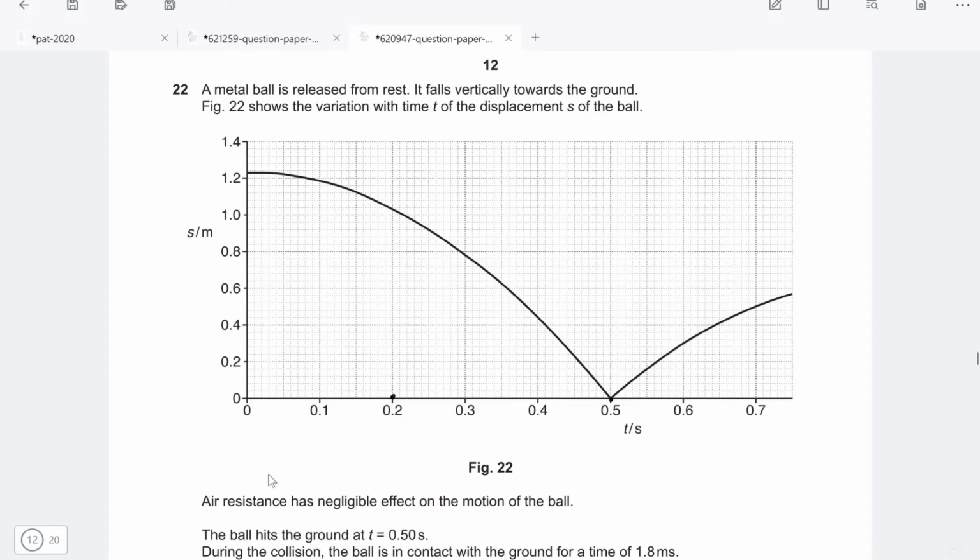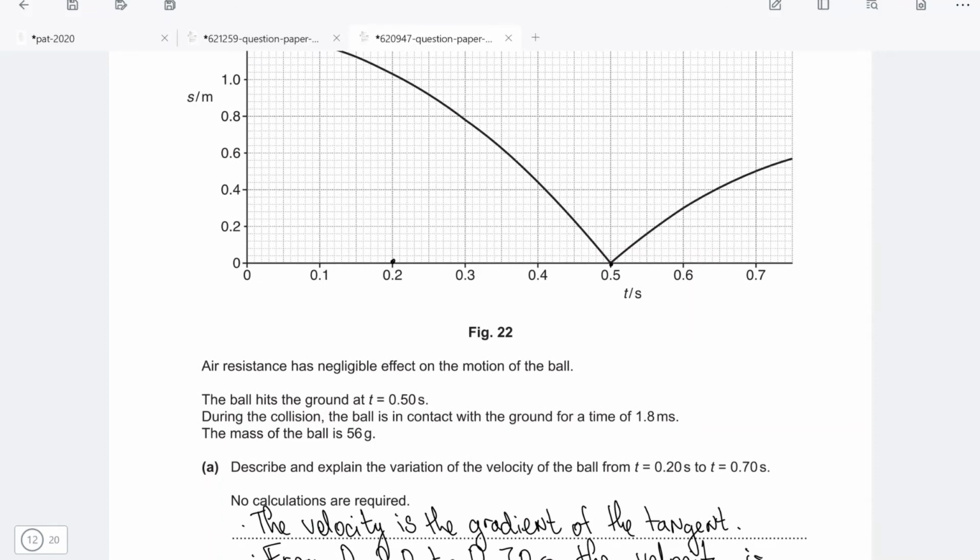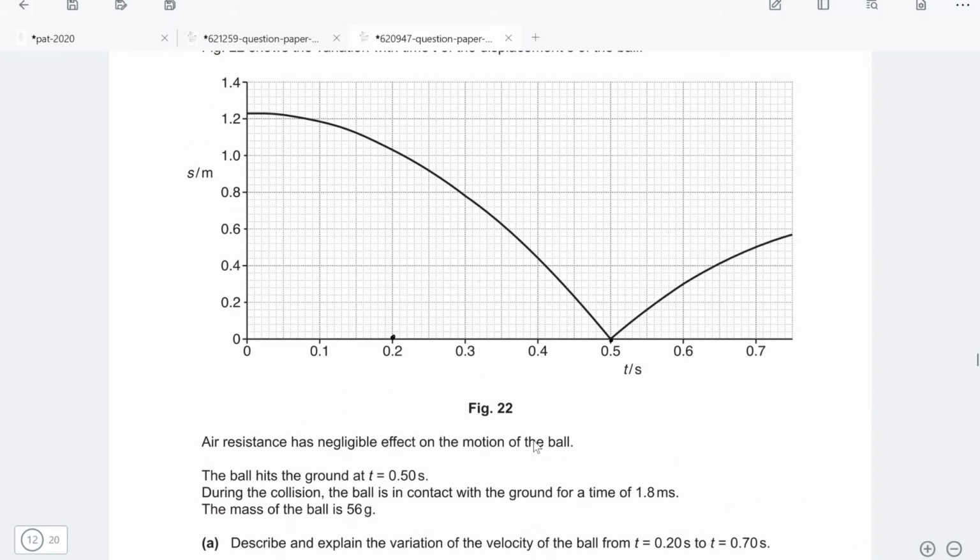Question 22, we have a metal ball that is released from rest and it falls vertically towards the ground. The figure shows the variation with time t of the displacement of the ball. We don't have to worry about air resistance. The ball hits the ground at 0.5 seconds. Describe and explain the variation of the velocity from t equal to 0.2 up here to 0.7 seconds.